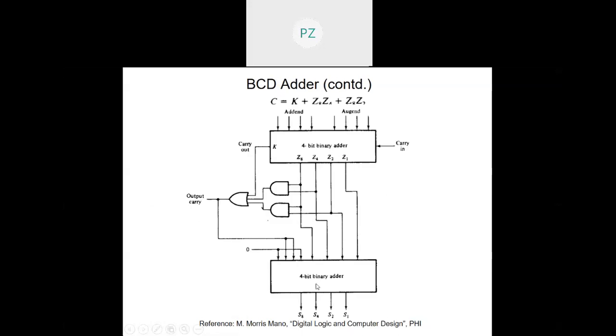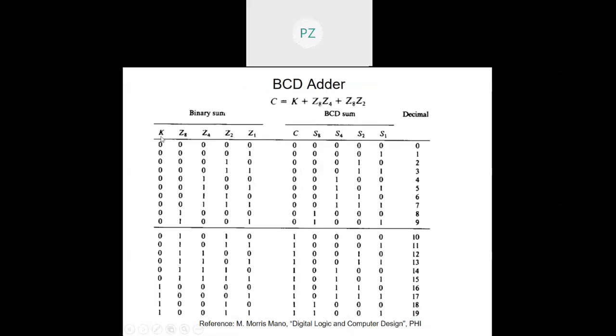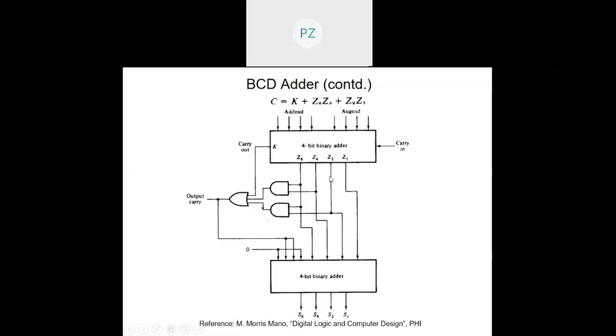4-bit binary adder. This is the carry out K, right? This carry out K. So I must generate K plus Z8 Z4 plus Z8 Z2. So this is Z8 Z4 Z2 Z1, right? So K or Z8 Z4 or Z8 and Z2. So this gives me C, right? This gives me C. Now look here. This C is being fed to the next 4-bit binary adder at these 2 bits. And this sum is coming here.